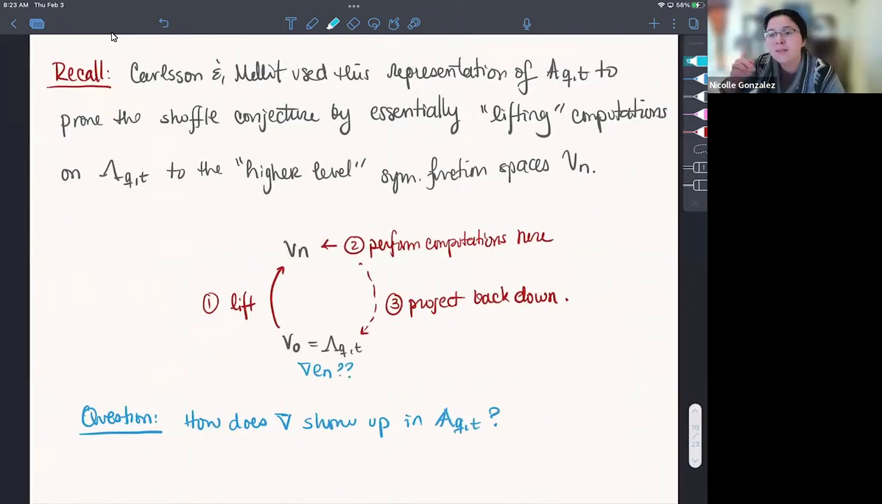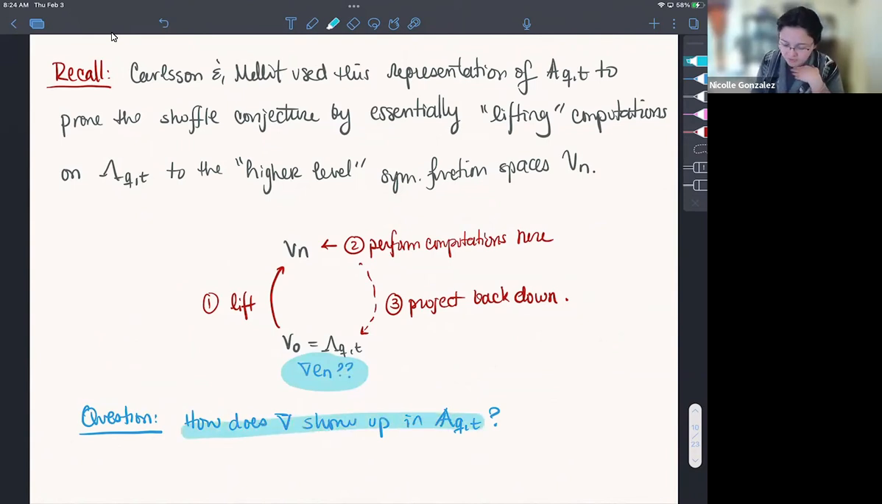Oh, shoot, I forgot one thing. I was about to move on and then I realized I forgot something. Hold on, sorry. One of the things that's very important, and I absolutely need to mention this, is that recall that the whole point of them introducing this action was so that they can compute what this nabla en operator was, right? And so the question that we need to ask also, in order to have a complete picture, is how does nabla show up in AQT?